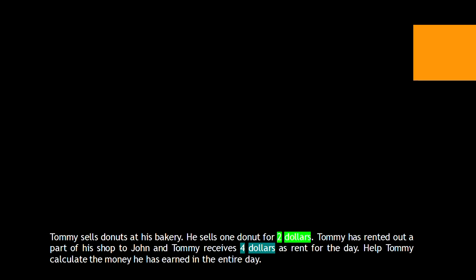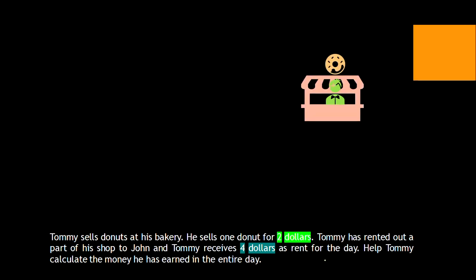Tommy sells donuts at his bakery. He sells one donut for $2. Tommy has rented out a part of his shop to John, and Tommy receives $4 as rent for the day. This is Tommy's shop, and he sells donuts for a living. He also has another part of his shop, this part, and from this, because he's rented that out to John, he receives $4 as rent for the day.